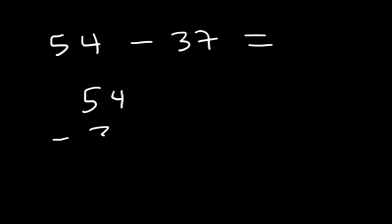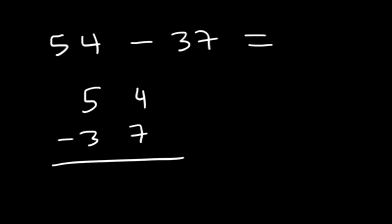Try this example. 54 minus 37. What's the answer? Now notice that if we subtract 7 from 4, we get negative 3. And so that's a problem. What we need to do is something different. We need to borrow a 1. We're going to borrow a 1 from 5. So 5 is going to change to 4, and 4 is now 14. 14 minus 7 is 7, and 4 minus 3 is 1. So the answer is 17.